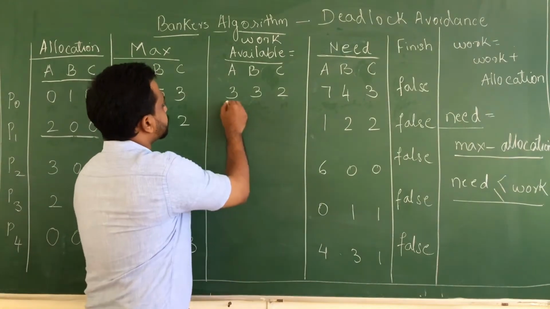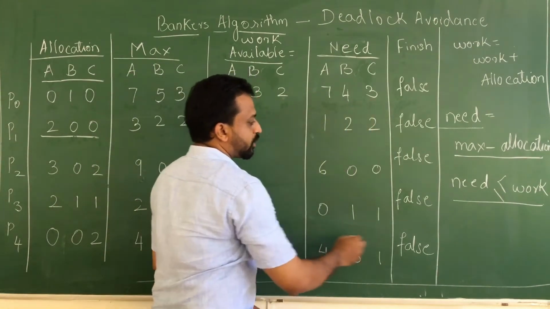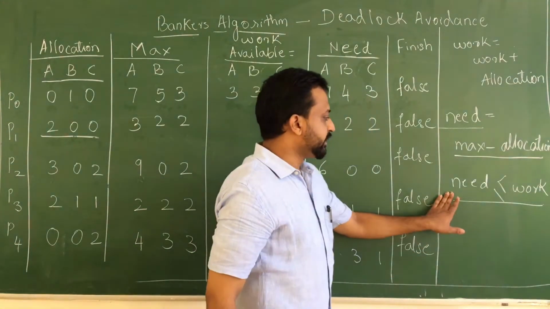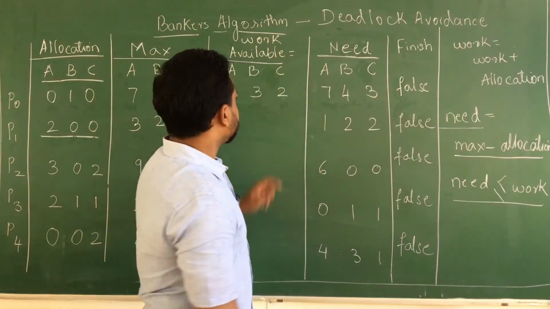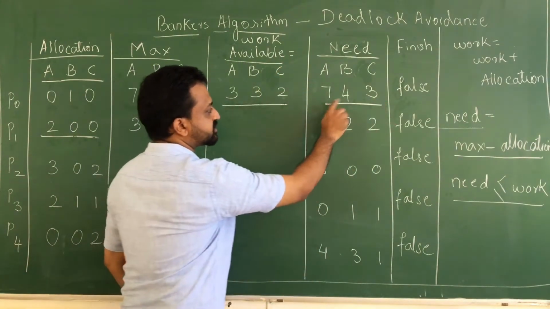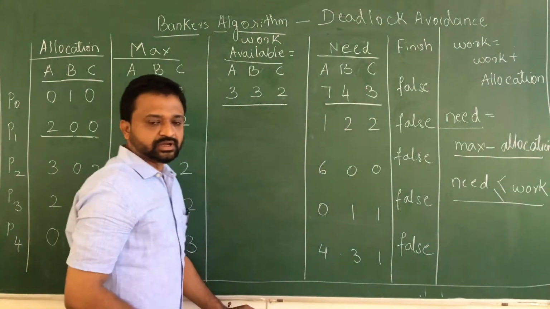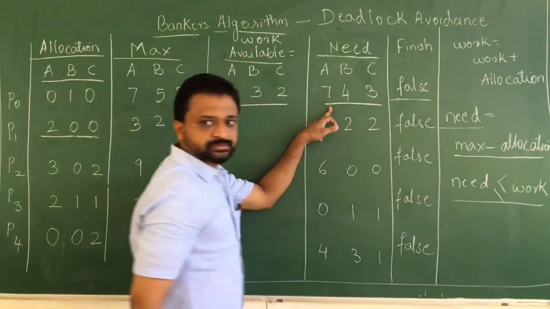So we have seen that work available is 332 and need is 743. Always this condition has to be satisfied: need is less than or equal to work. Then only we can allocate the resource. But here need is 743, available is 332. We cannot justify this resource allocation. So hence the process P0 remains false.